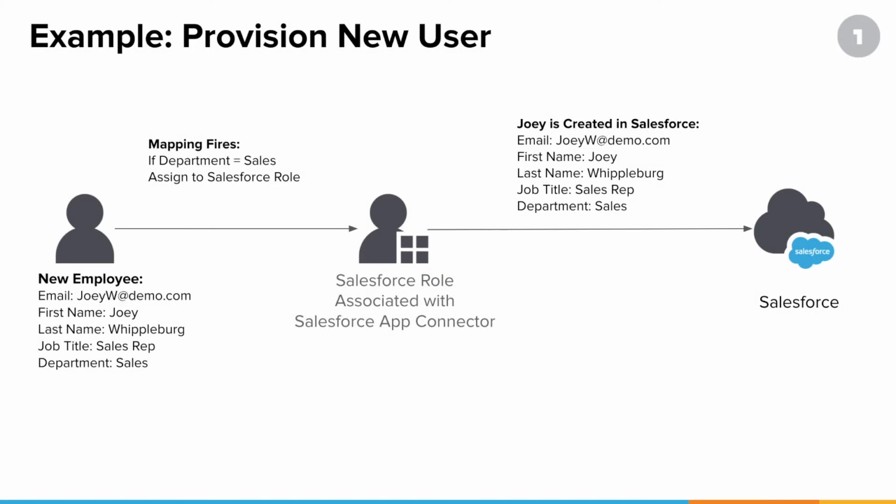For example, a new user, Joey, might be in the sales department. Mappings fire off when the new user record is created in OneLogin, and one of the mappings sees that Joey's department field equals sales. The mapping then automatically assigns him to the Salesforce role. The Salesforce role is associated with the Salesforce App Connector. Thus, Joey is assigned to the Salesforce App Connector. With provisioning enabled, OneLogin would then connect to Salesforce to make sure that Joey has a user account in Salesforce.